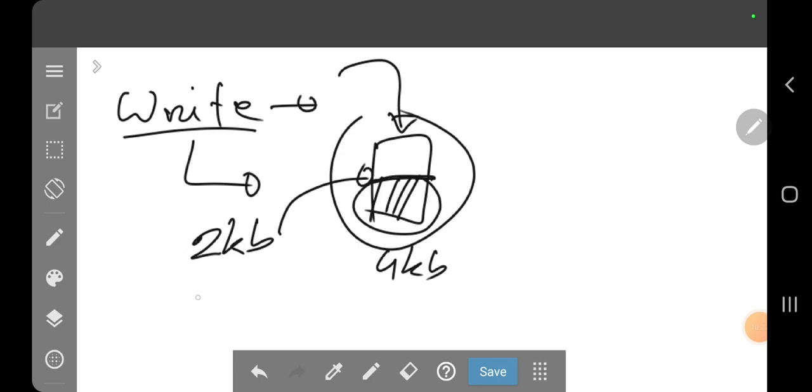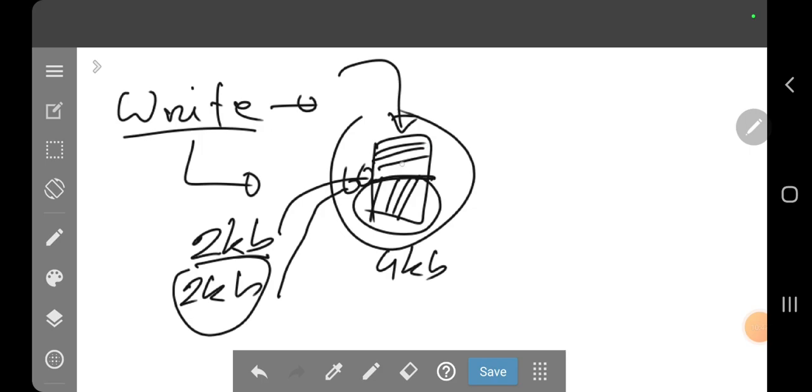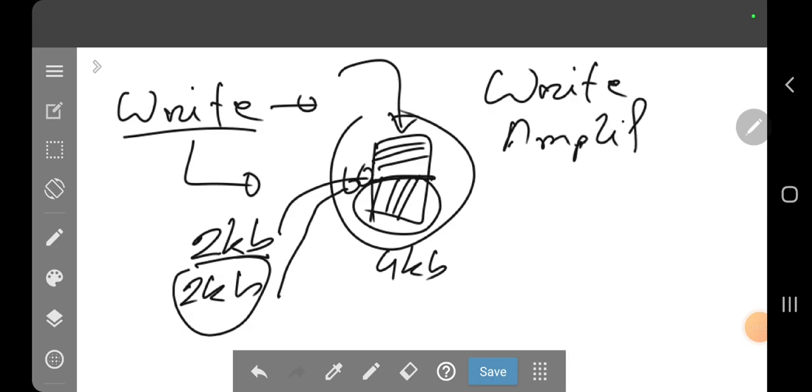Let's say you have another 2 KB file you want to upload. You can't upload it in this page because this page has been written. Though you wrote only 2 KB, still you can't write another file here. It still has some blank place, but you can't write. So this is actually called write amplification. We understand now another important part, which is write amplification, and it is very important.